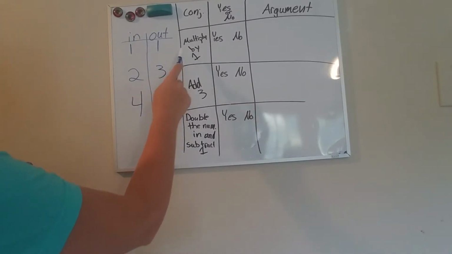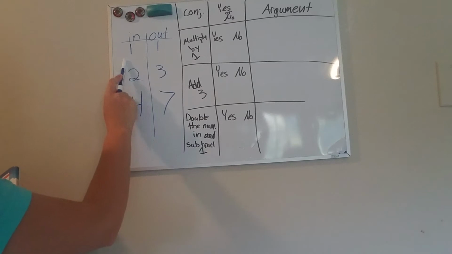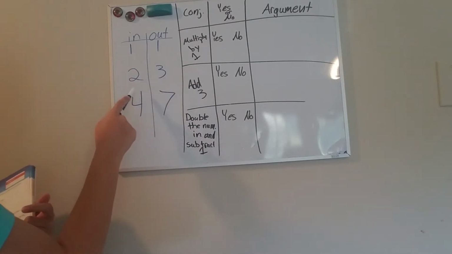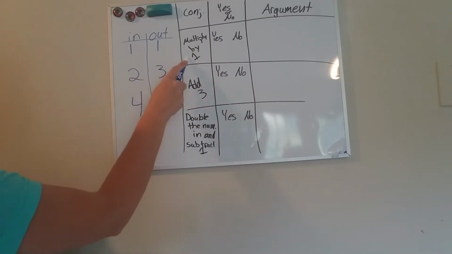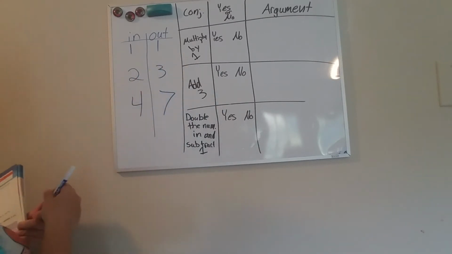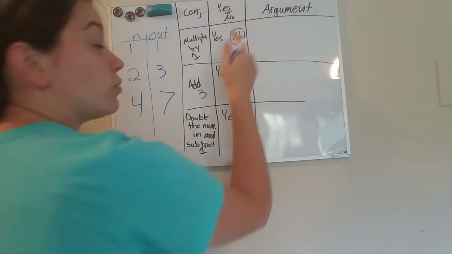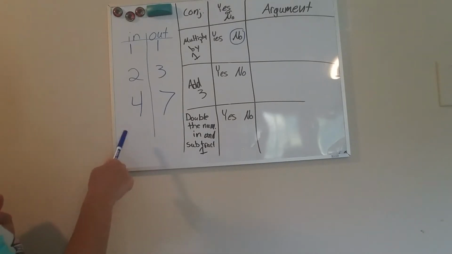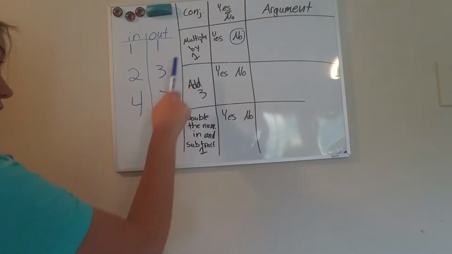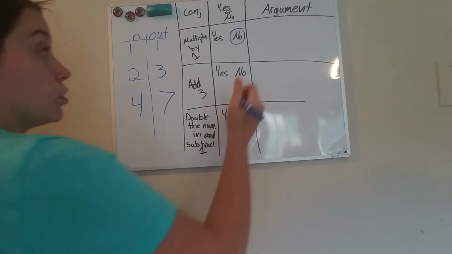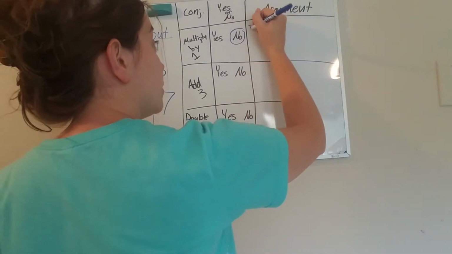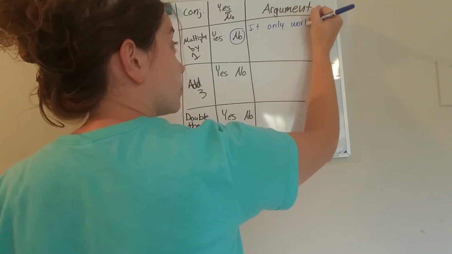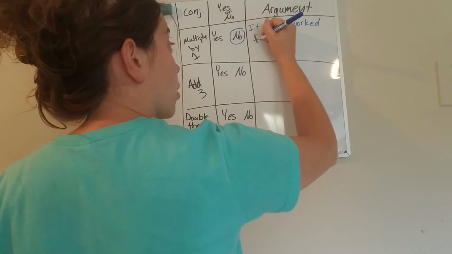So if we multiply by 1, we're taking 1 in and multiplying it by 1. 1 times 1 is 1. So it did work for that one. But let's see if it works for this next one. 2 times 1 is 2, not 3. So no, it did not work. You need to circle no. Why did it not work? Well, let's see if it worked for this one. 4 times 1 is 4, not 7. So our argument is it only worked for the first row.